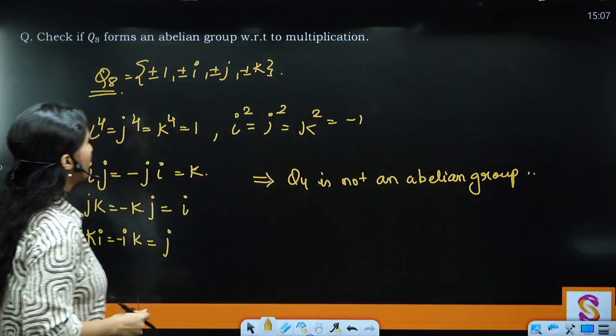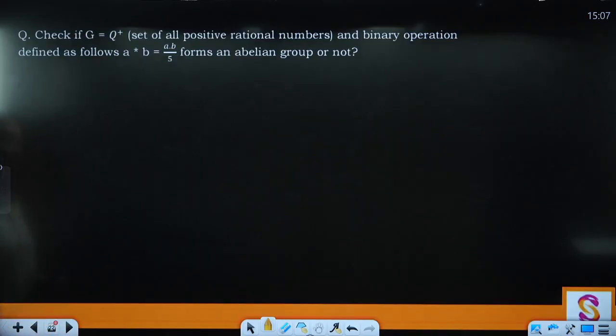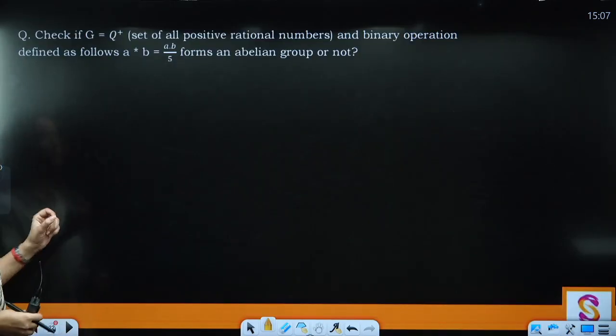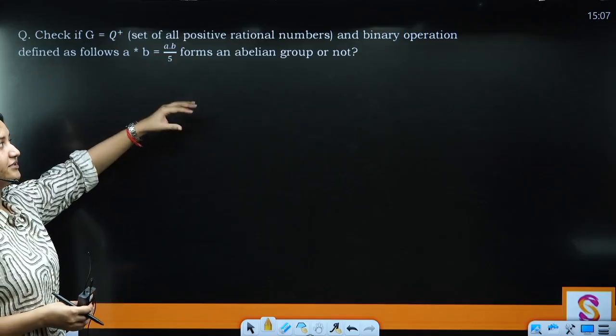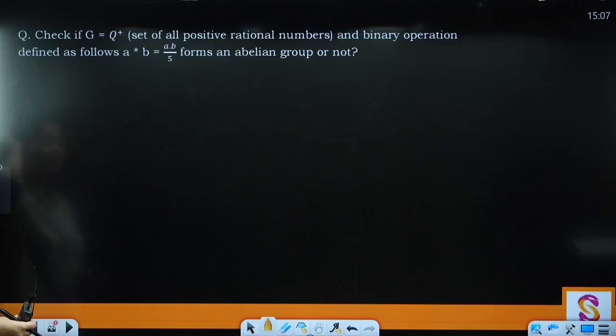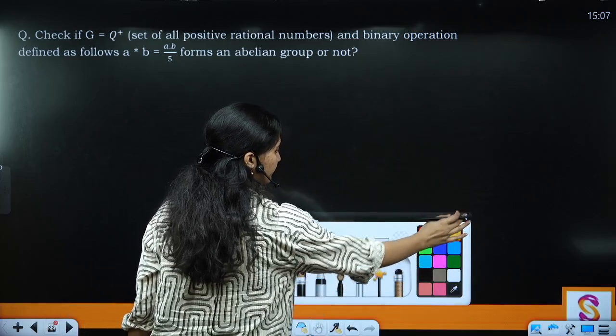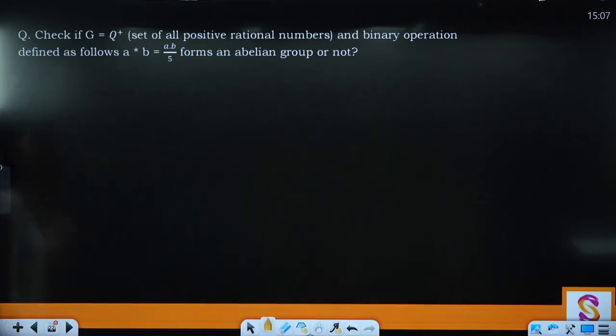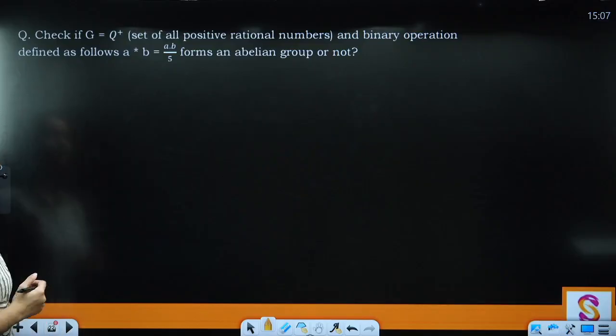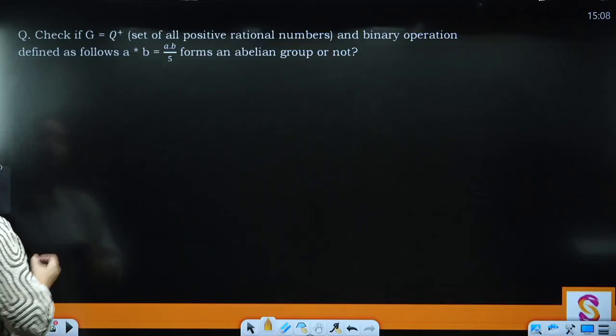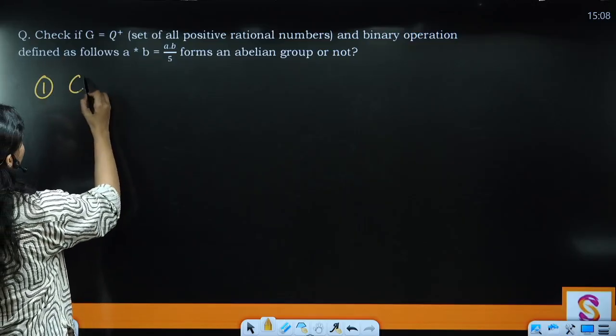All right. Next up, we have another question. Check if G equals to Q plus, that is the set of all positive rational numbers, and the binary operation defined as follows: A star B is equals to A dot B divided by 5, forms an abelian group or not. Now, first of all, we are supposed to check if this set is going to form a group or not, right? All right. So first one is your closure property.